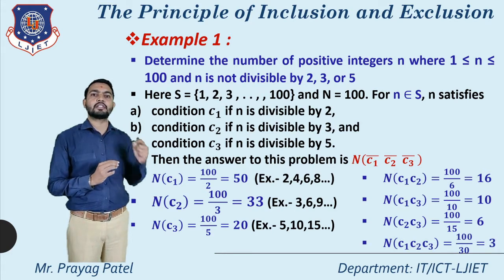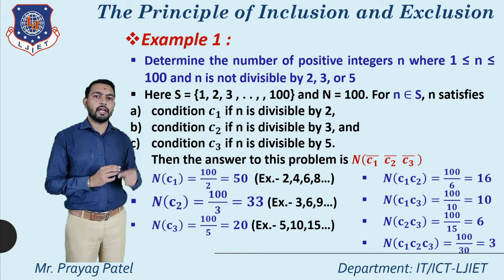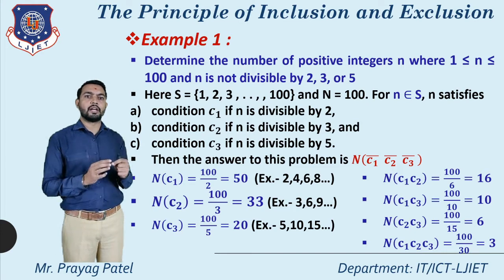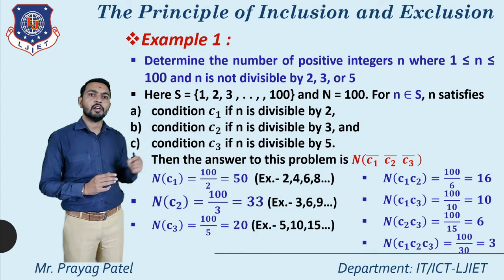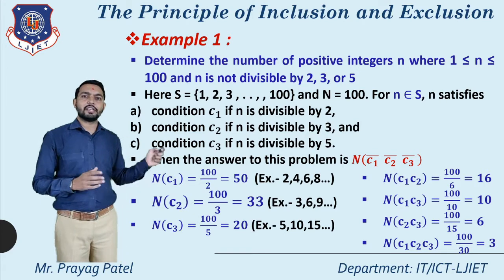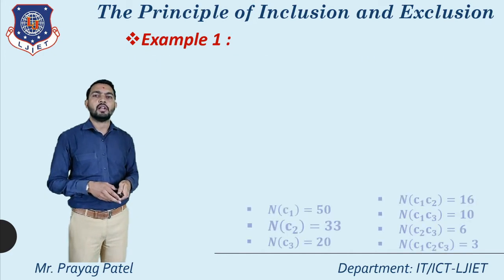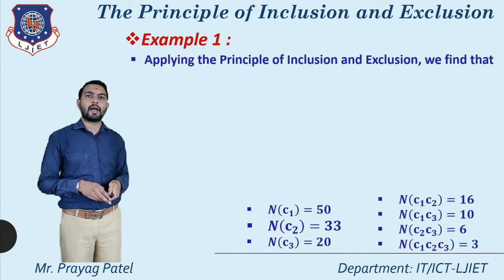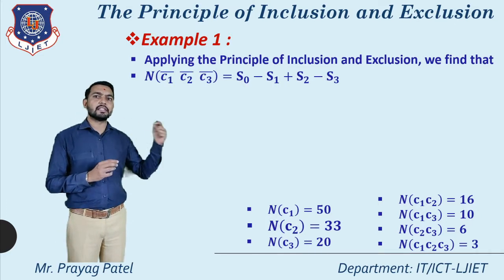And n(C1, C2, C3) means divisible by 2, 3 and 5, which is 100 divided by 30, since 2 into 3 into 5 is equal to 30. So the answer is 3. So these are the values for n(C1), n(C2), n(C3), n(C1, C2), n(C1, C3), n(C2, C3) and n(C1, C2, C3). Now from these values we have to find n(C1', C2', C3').